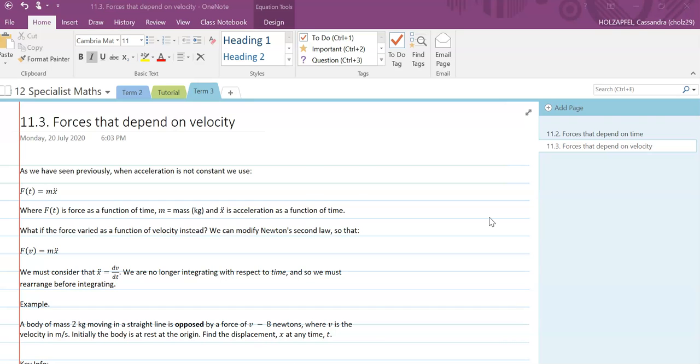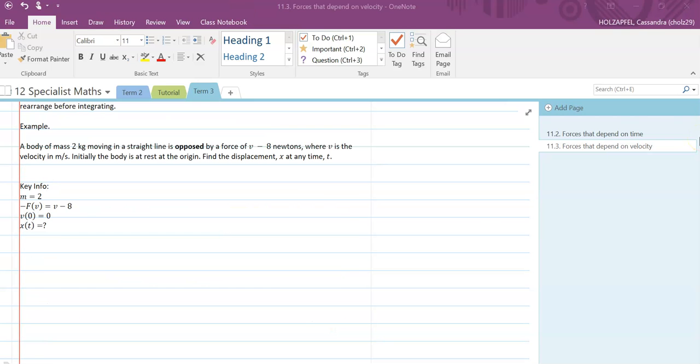So here's an example. A body of mass 2 kilograms moving in a straight line is opposed by a force of v minus 8 newtons, where v is the velocity in meters per second. Initially, the body is at rest at the origin, so that means that the velocity is going to be 0 at the origin. Find the displacement at any time.